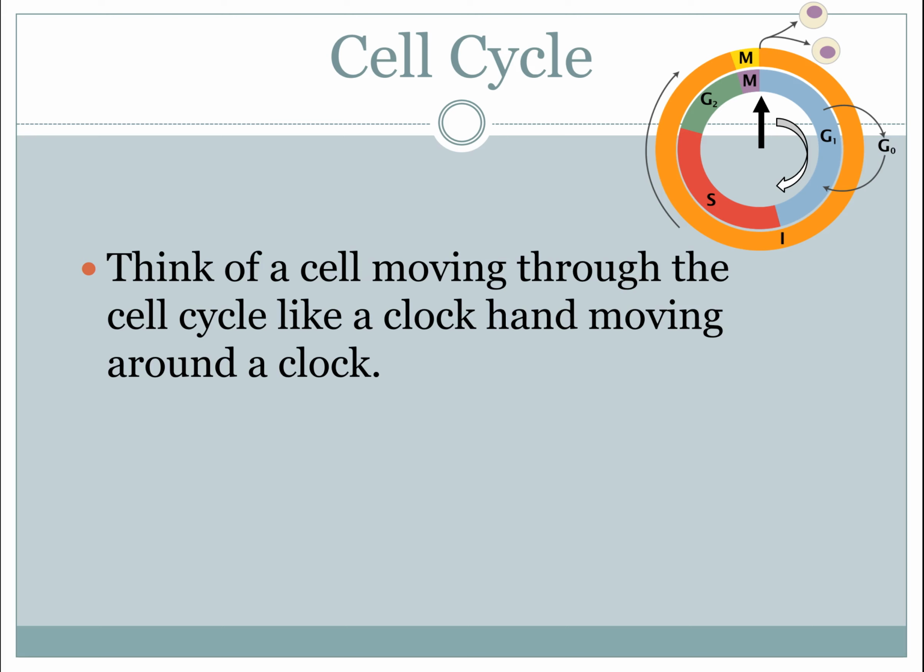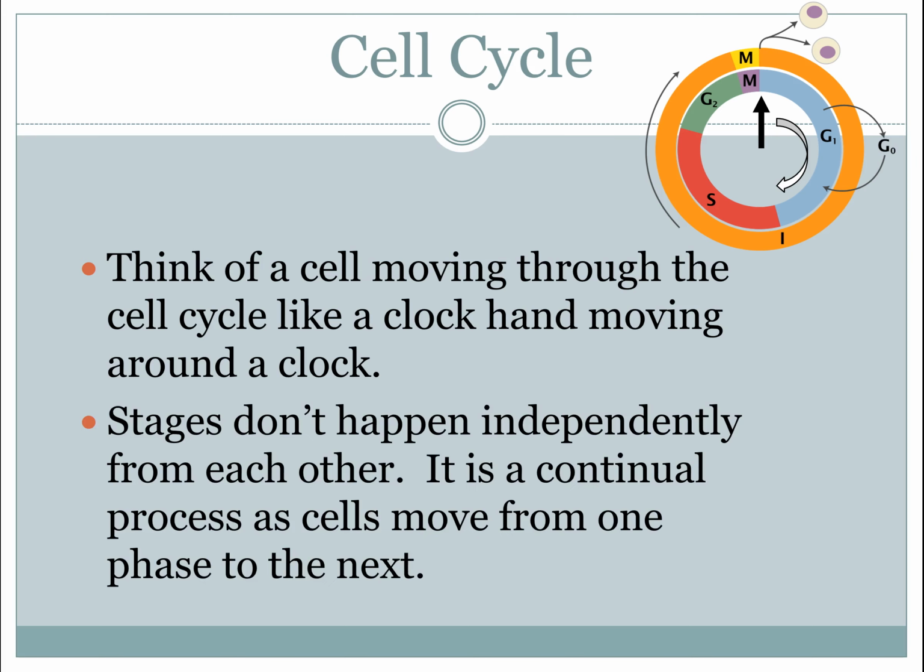Think of the cell moving through the cell cycle like a clock hand moving around a clock. Stages don't happen independently from each other. It's a continual process as cells move from one phase to the next. So we are going to break down some of these phases here. We have G1, you have S, you have G2, and then there's a bunch of phases here in mitosis. All of those are going to be an ongoing, continual process. They're not choppy, stopping and starting.